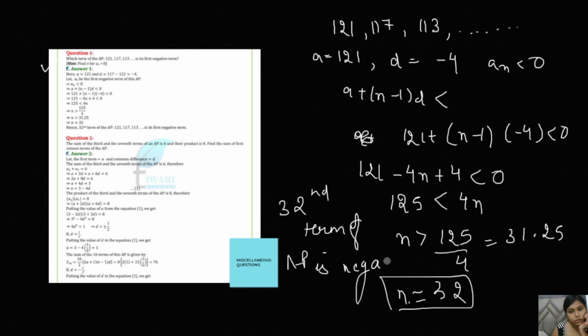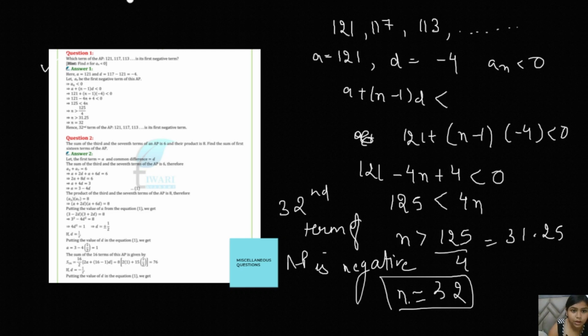This is how you can just find out. This is a very easy, hit and trial type of method. Okay, so you can also have a look at question number 2, and I'm here to explain this question also. Right, so the sum of the third and seventh terms of the AP is 6.